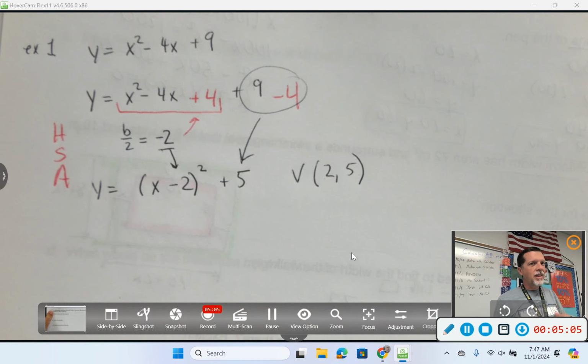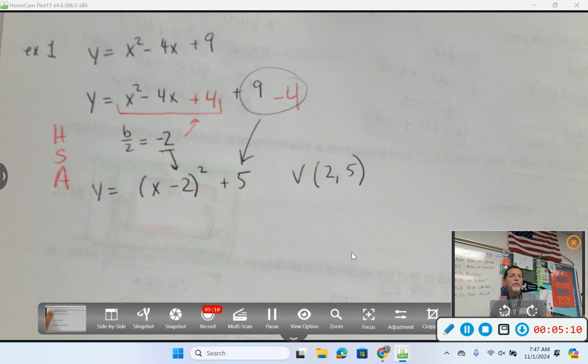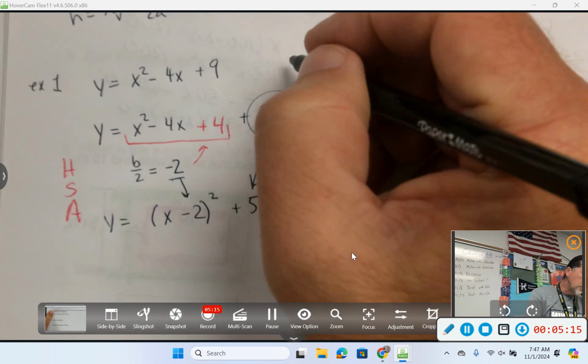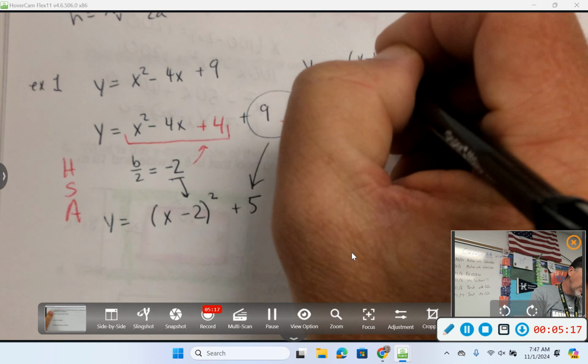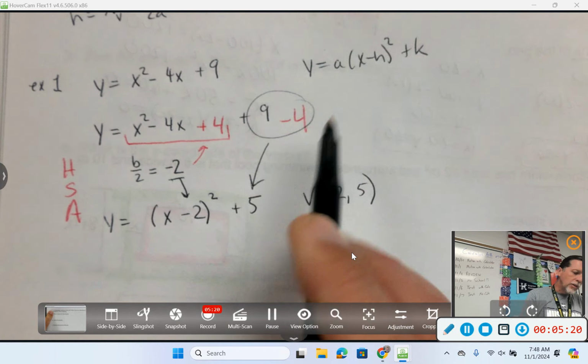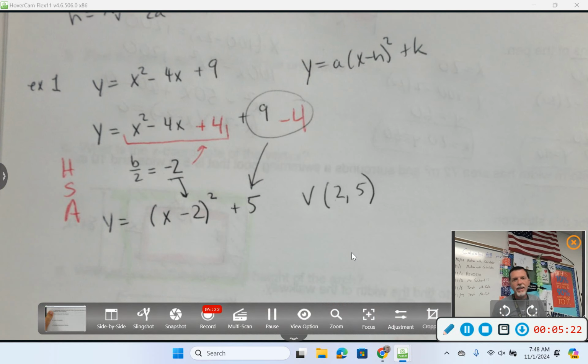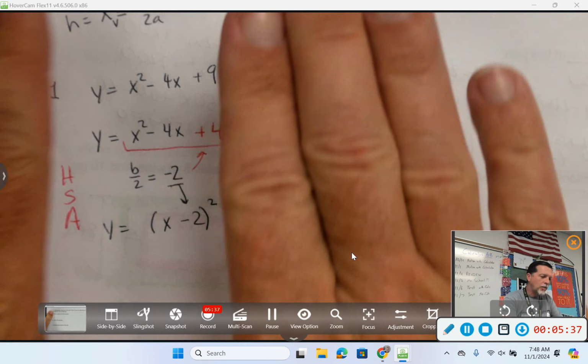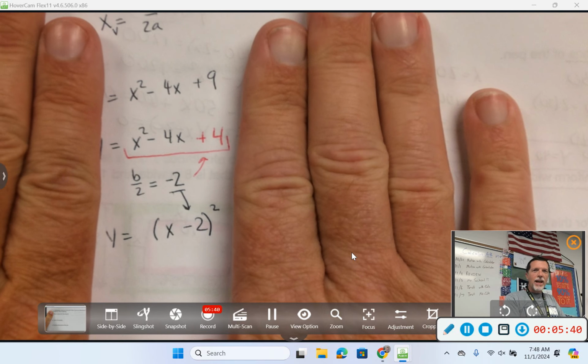I thought you had to put the 9 on the other side and make it negative. If we're solving, then yes, we move it over. But this time, remember my goal is to make it look like a times (x minus h) squared plus k. So I don't want anything on the other side with y. Rather than moving it over, I just move it out of the way. You're okay with the half? Half it, square it, add it, make it a perfect square.